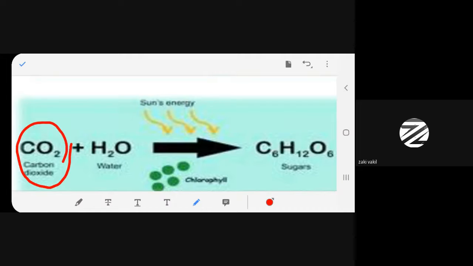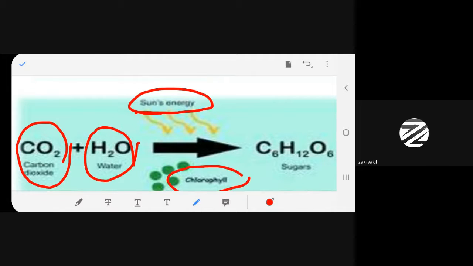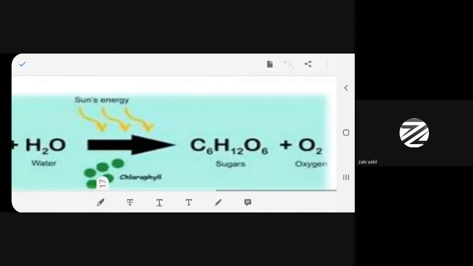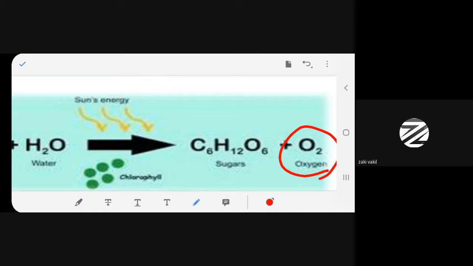I will just show you the formula. CO2 is carbon dioxide, H2O is water, in presence of sun energy, in presence of chlorophyll, makes sugar, that is C6H12O6. And what is produced, beta? Oxygen. Understood? This is how you have to remember.